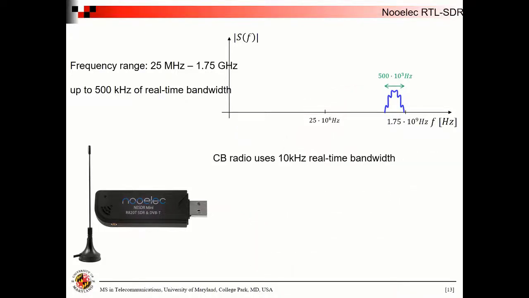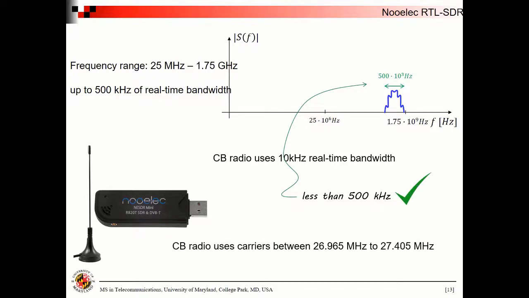On the other hand, citizens band radio, CB radio for short, also uses AM with 10 kilohertz real-time bandwidth, which is less than the 500 kilohertz that our NOAELEC SDR can handle, so far so good. And CB radio uses carriers between 26.965 megahertz and 27.405 megahertz. That is within the range that our little NOAELEC works. So we should be able to set up our NOAELEC to receive CB radio. Let's do that now.